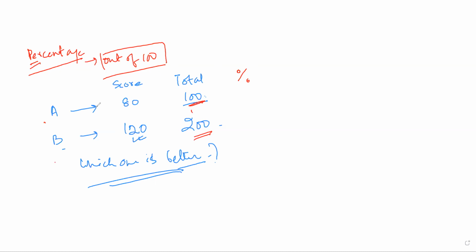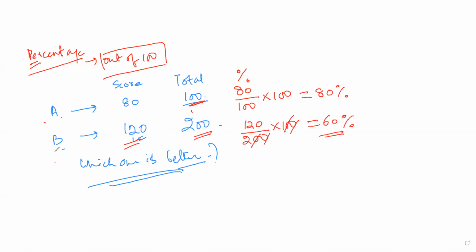A got 80 out of 100, into 100. So A's percentage is 80%. Now how about B? B got 120 out of 200, into 100. If you calculate this, it is 60%. So B's percentage is 60%, whereas A's percentage is 80%. So A is better than B.